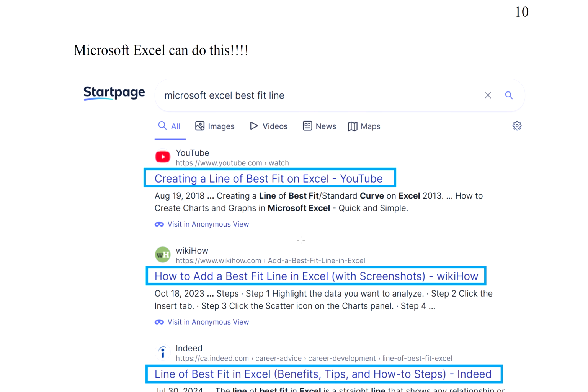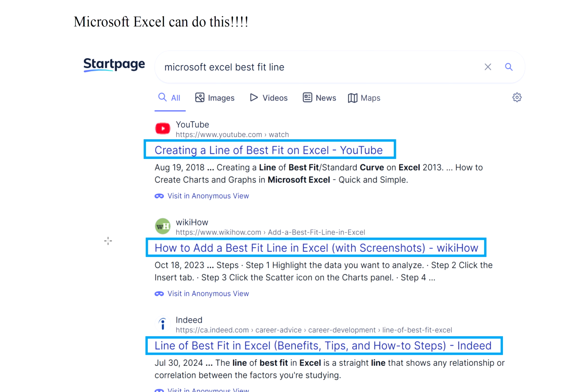And great news, Microsoft Excel can make a best fit line. You could go to any search engine like startpage.com, type in Microsoft Excel best fit line, and there are many websites which tell you how Microsoft Excel can give you a best fit line.